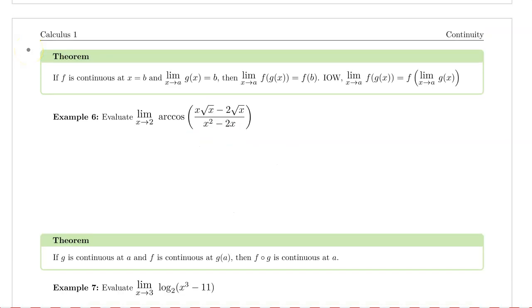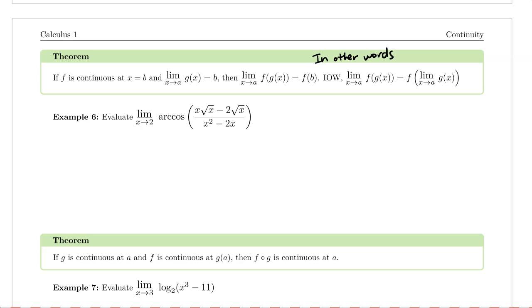This next theorem says if f is continuous at x equals b and the limit as x approaches a of g of x is equal to b, then the limit as x approaches a of f of g of x is equal to f of b. In other words, that's what IOW stands for, the limit as x approaches a of f of g of x is equal to f of the limit as x approaches a of g of x.